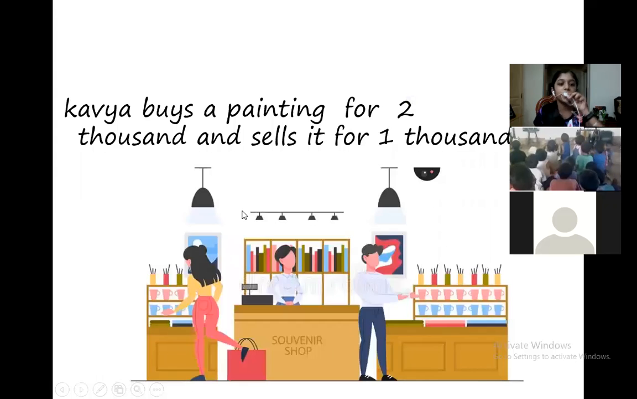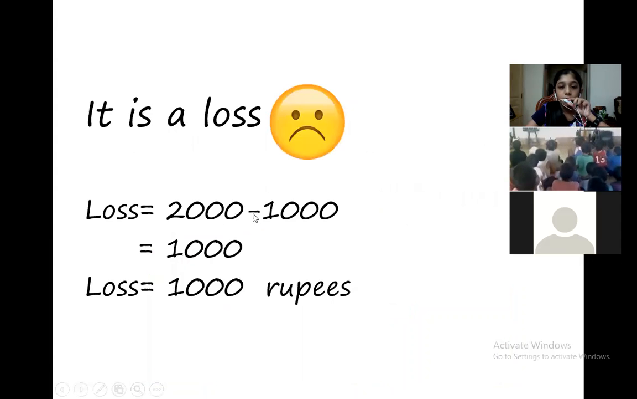So you get a profit of 3,000 rupees. Next question. Kavya buys a painting for 2,000 rupees and sells it for just 1,000 rupees. So is it a profit or a loss? Yes, it is a loss because the cost price is higher than the selling price. Okay. So how do you find it? Higher number minus lower number. So here the higher number is 2,000. So 2,000 minus 1,000 is equal to 1,000. So the loss is equal to 1,000 rupees.